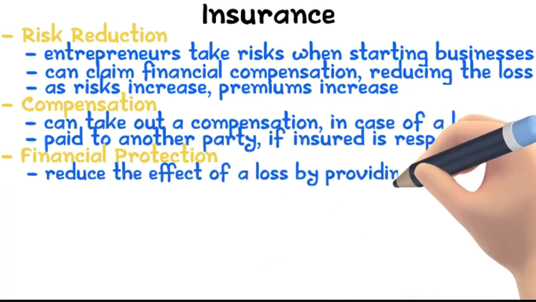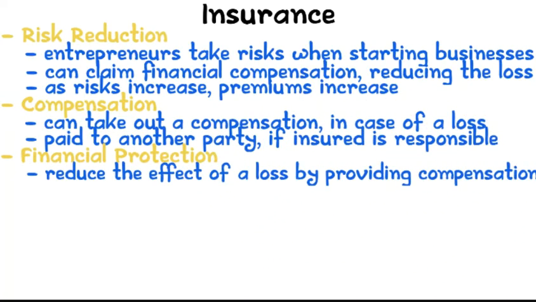Financial protection. Although an insurer cannot prevent a loss, it can reduce the impact of the loss by providing financial compensation. Without this, a loss would affect the business on a larger scale. For example, in the case of a natural disaster, the owner would have to cover the cost of reconstruction, which could possibly ruin the owner.